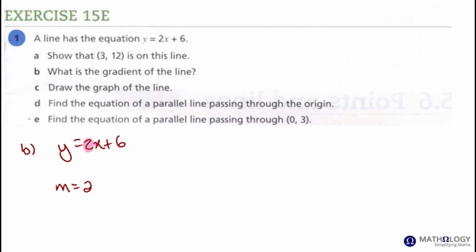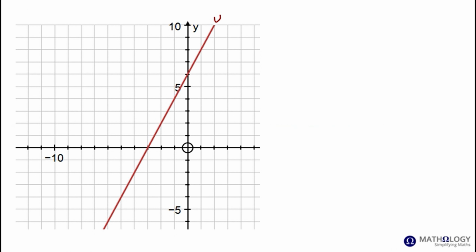Find the equation of a line parallel to y equals 2x plus 6, but through the origin. Okay, so this line is y equals 2x plus 6. That's the line that we sketched in part C. We now need to find the equation of a line that is parallel to this line, but passes through the origin. So the origin is the point (0, 0). So the line has to go through (0, 0) and be parallel to this line. So we know that for parallel lines, the gradients are equal, right?